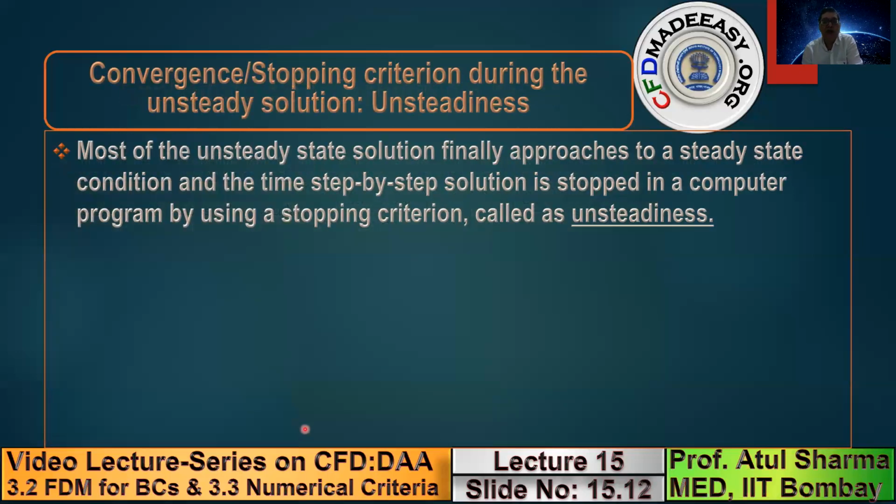Now let us move from stability criteria to what we call stopping criteria. So, stopping criteria or convergence criteria during an unsteady solution. Most unsteady state solutions finally approach a steady state condition, and the time step-by-step solution is stopped in a computer by a stopping criteria.